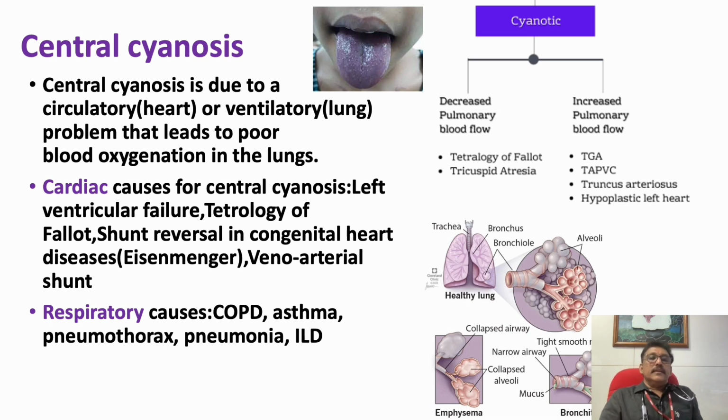Cardiac causes for central cyanosis are mainly left ventricular failure. Whenever we practice in the emergency room, we can see most of the patients coming with left ventricular failure and pulmonary edema, and they will be cyanosed. That is the most common cardiac cause.